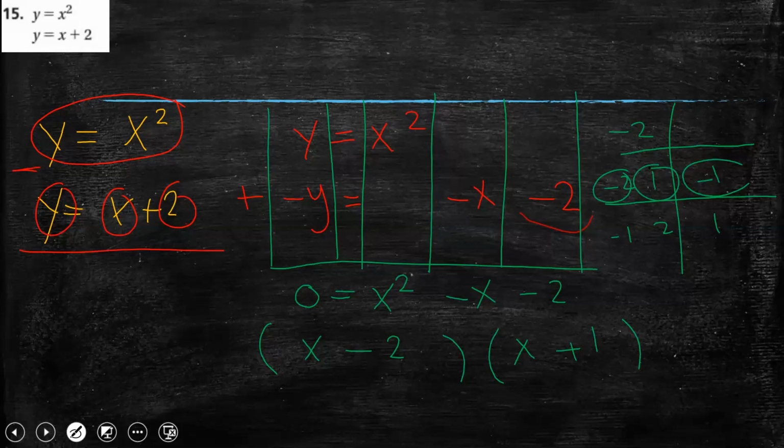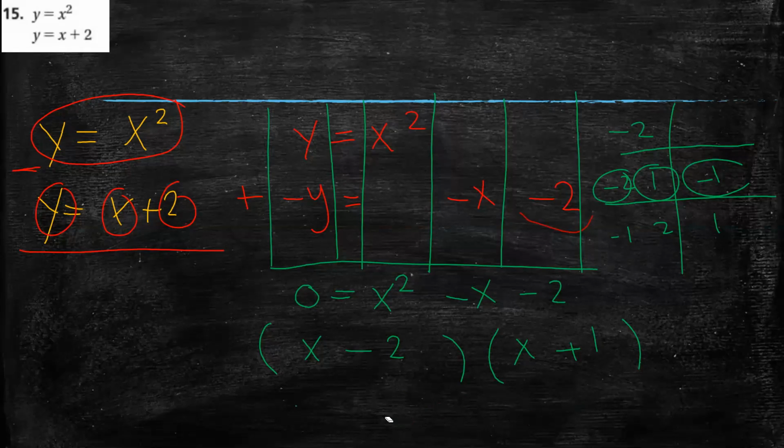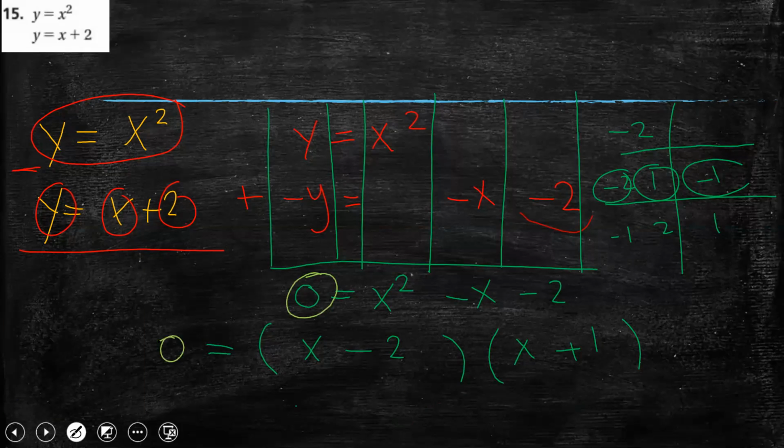Then after that, what does it mean? That means I have two values for x, 2 and negative 1. How do I know this? By using the zero property that we said. If they are equal to 0 after I factorize them, that means one of them will be 0. x minus 2 could be 0, or x plus 1 could be 0. Did you remember that?